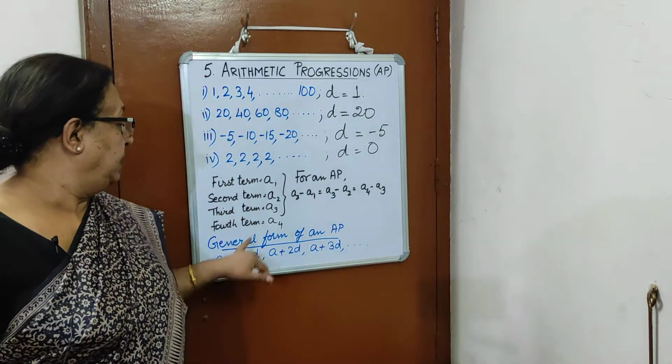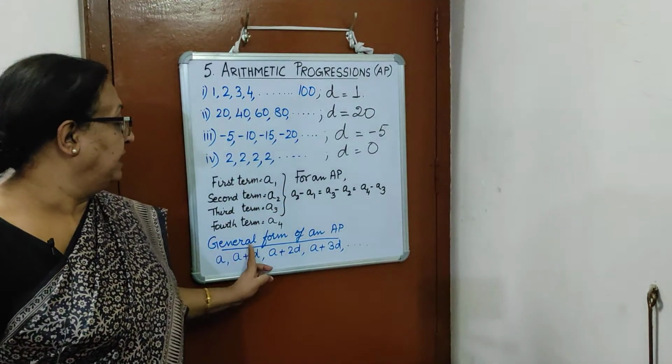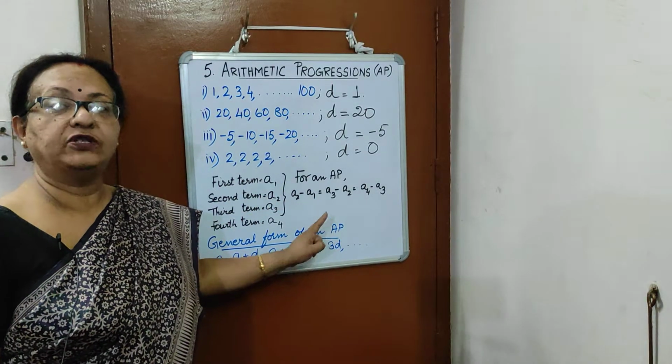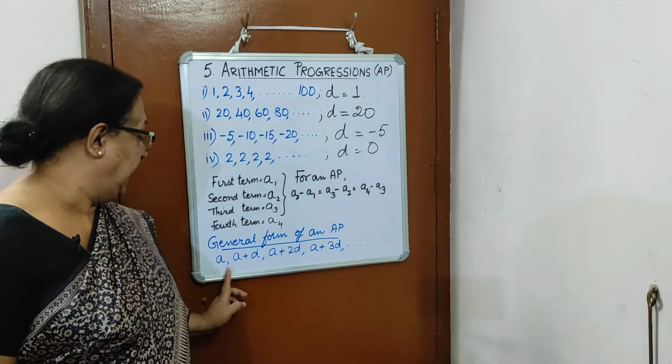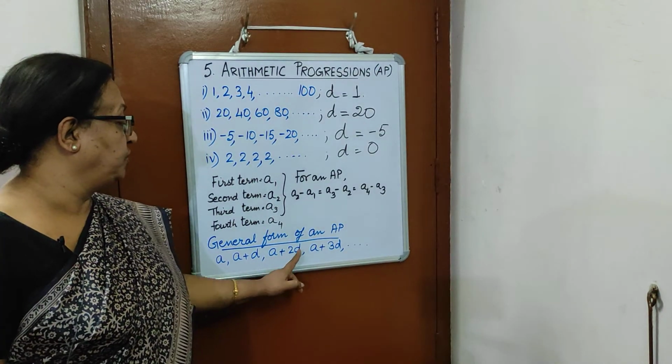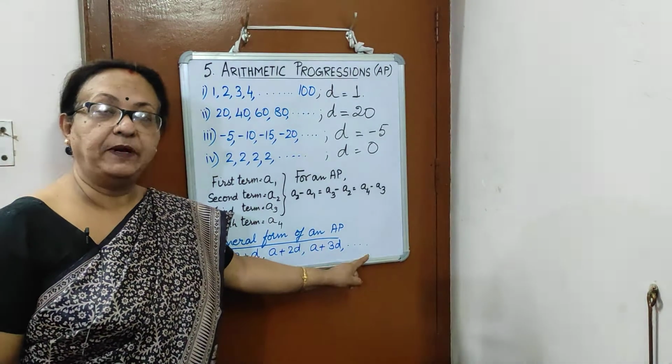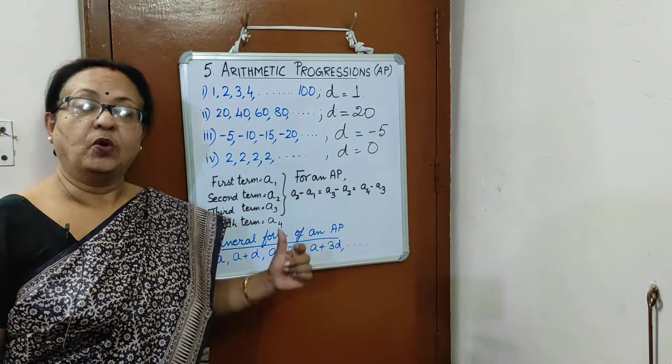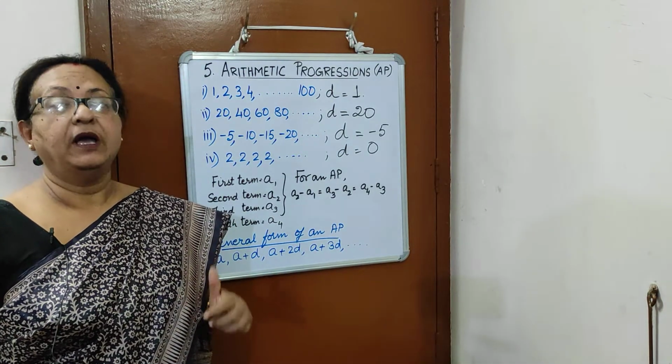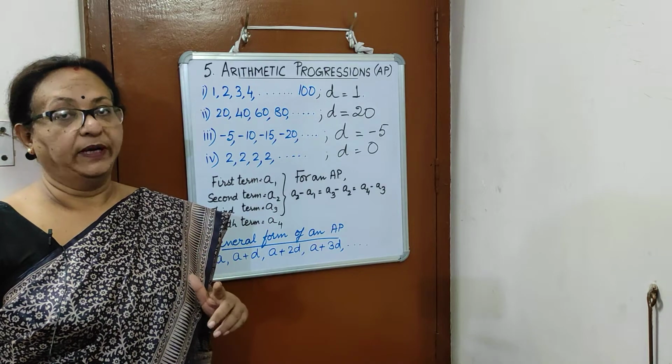Now, therefore, from all this, we have the general form of an AP. What is the general form? It's a, a plus d, a plus 2d, a plus 3d, a plus 4d, and so on. What is a? a is the first term. What is d? d is the common difference.